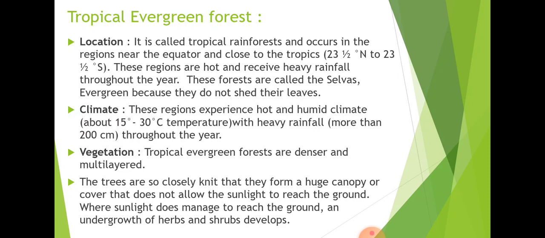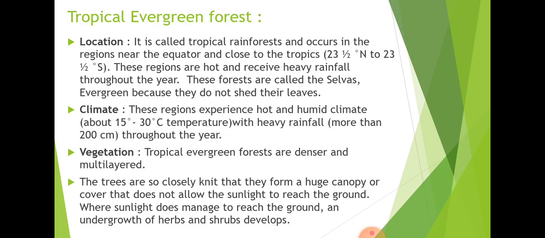Because they receive heavy rainfall, these forests are considered selvas and evergreen, because they do not shed their leaves. They do not shed their leaves together; the one word we have to add there is together. So the trees found in these regions do not shed their leaves together, and because of that they appear green throughout the year.